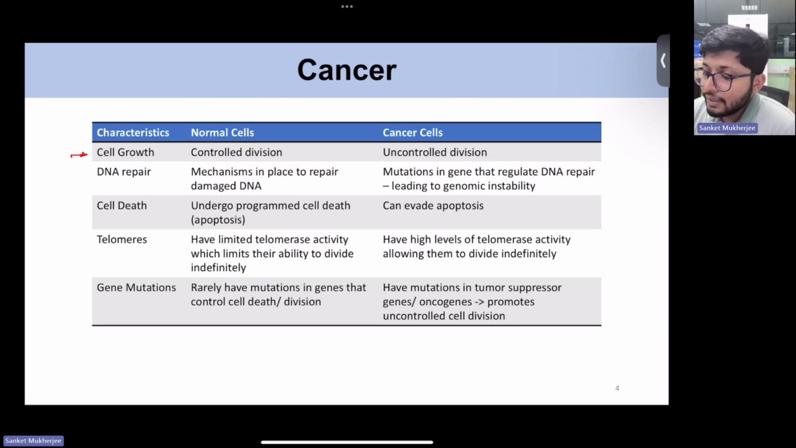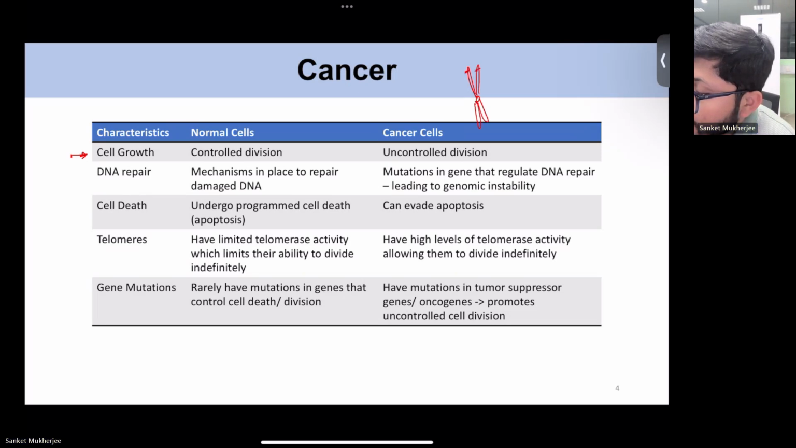Similarly, for cell death, we know that normal cells go for programmed cell death, which is also known as apoptosis, whereas cancerous cells can evade apoptosis, and hence the cells which were destined to die actually survive, and that creates a problem. Now, in case of telomeres, telomeres are the ends of a chromosome. The ends of the chromosome are the telomeres.